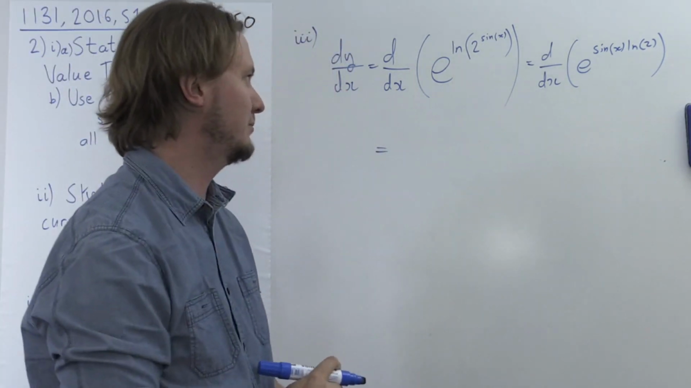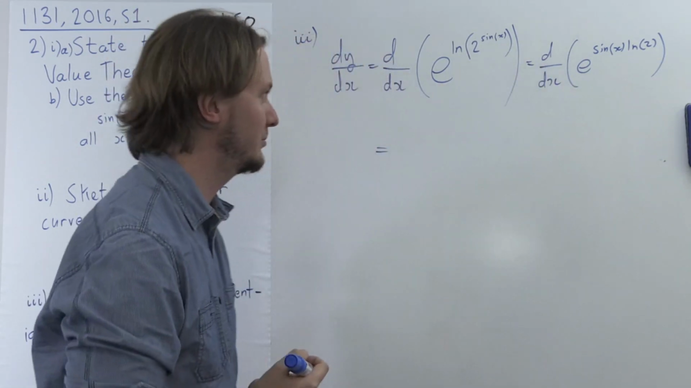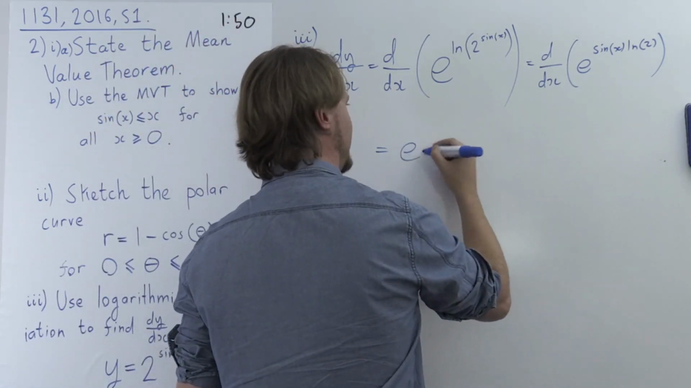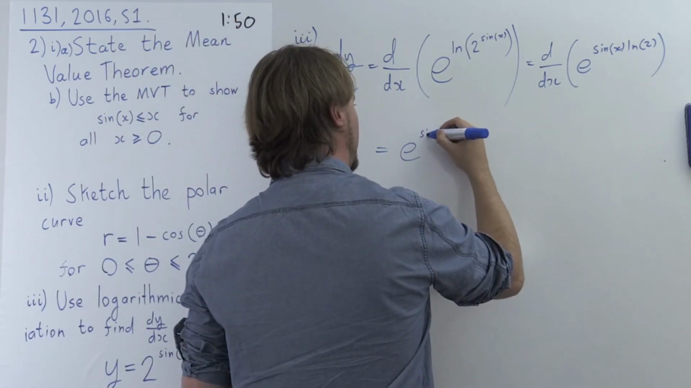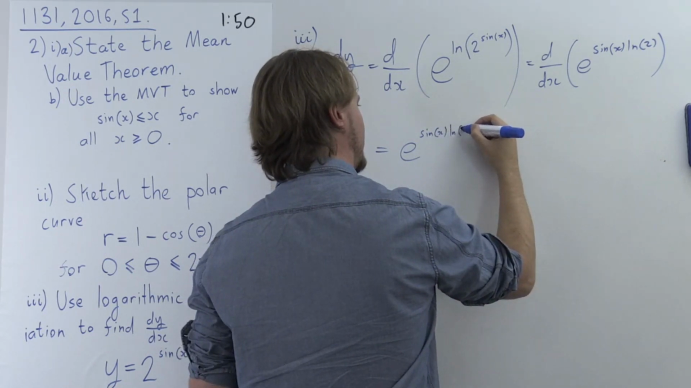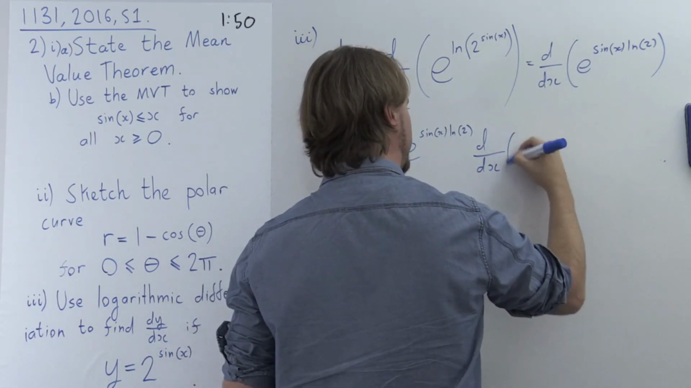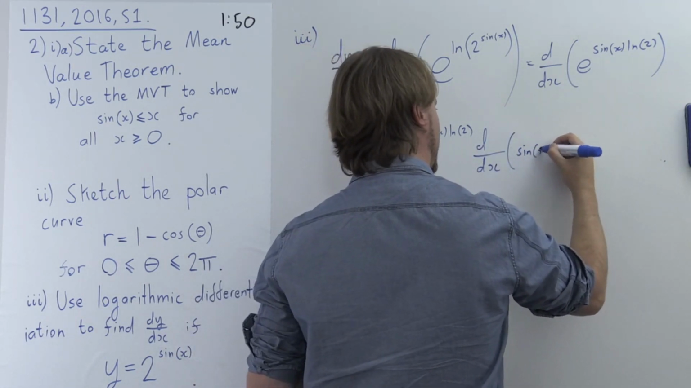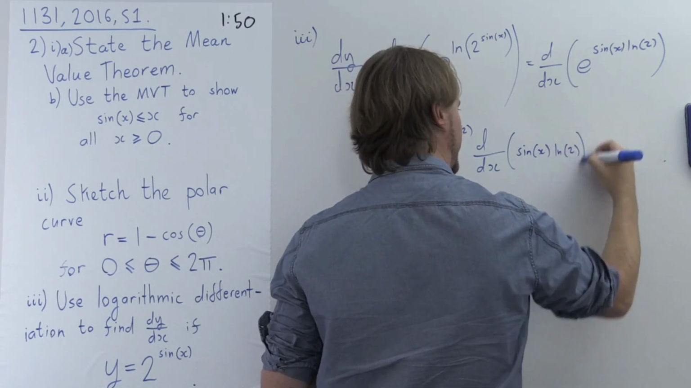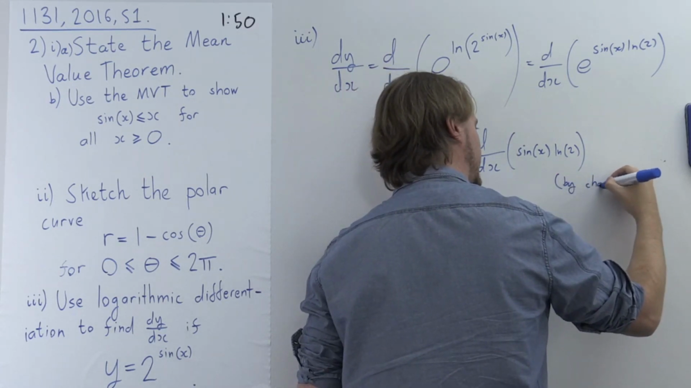So this is a fairly simple application of the chain rule. I know what the derivative of the exponential is. The derivative of the exponential is just itself. So this will be just the exponential of sine x log 2. But then I need to, by the chain rule, take the derivative of sine x times log of 2. And I might just put a reason to be clear: by the chain rule.